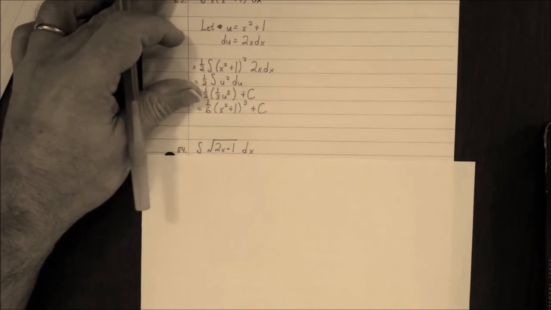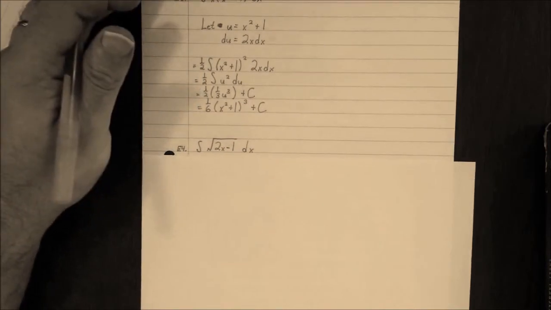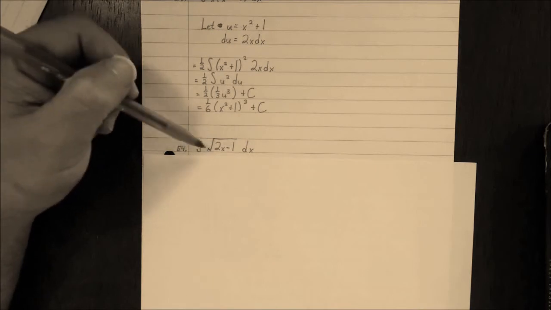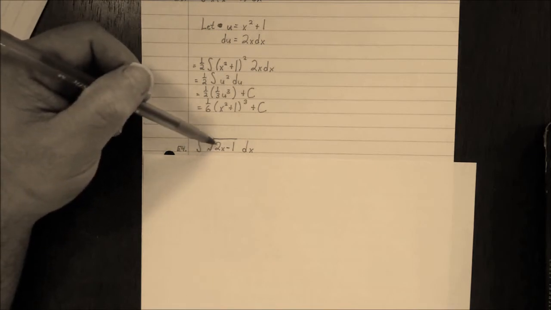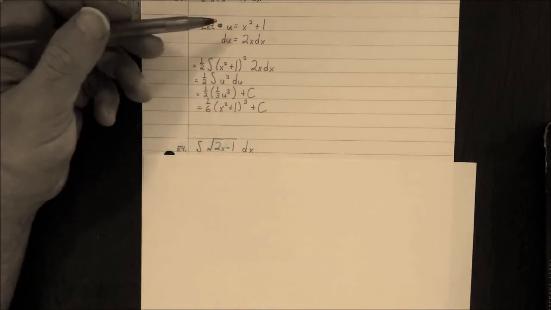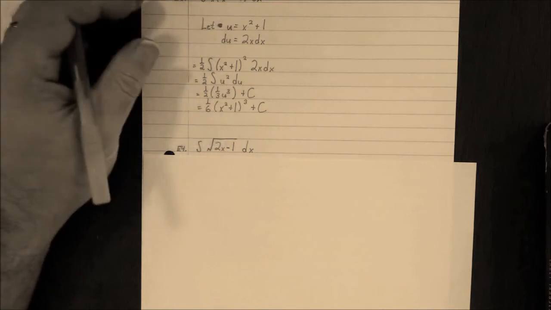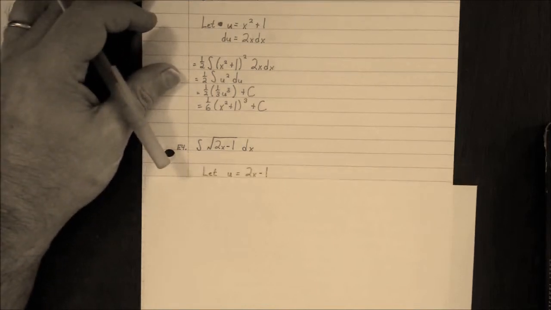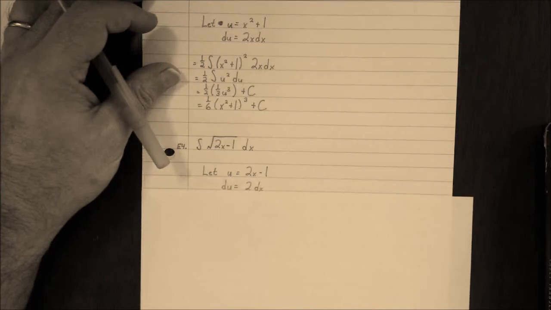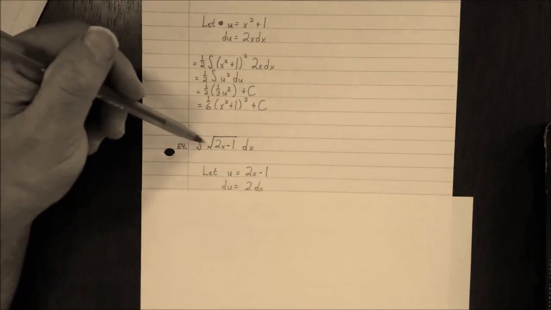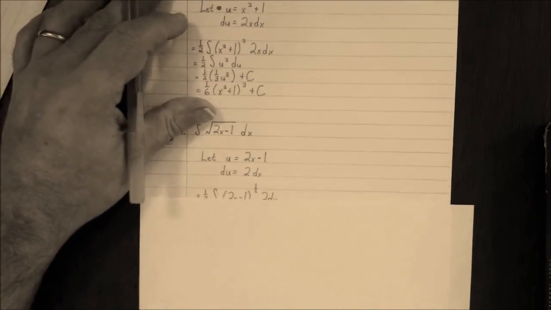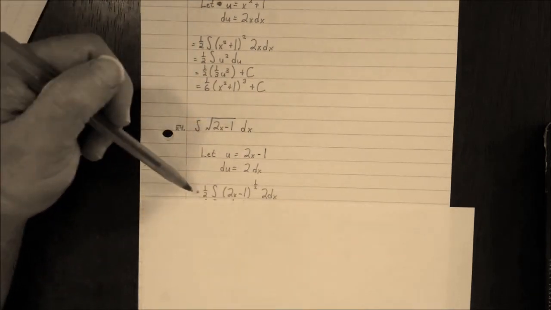Alright, for the final example, we've got 2x minus 1 raised to the 1/2 power. Now, this time, keep in mind the derivative of 2x minus 1 is 2, so it's okay that we don't have an x out here, but we're going to have something similar to the example up above. We're going to let u equal 2x minus 1. That means du is going to be 2 dx, so we have to put a 2 in here, which means we're going to have to put a 1/2 on the outside. And I did do that. I put 1/2 on the outside.